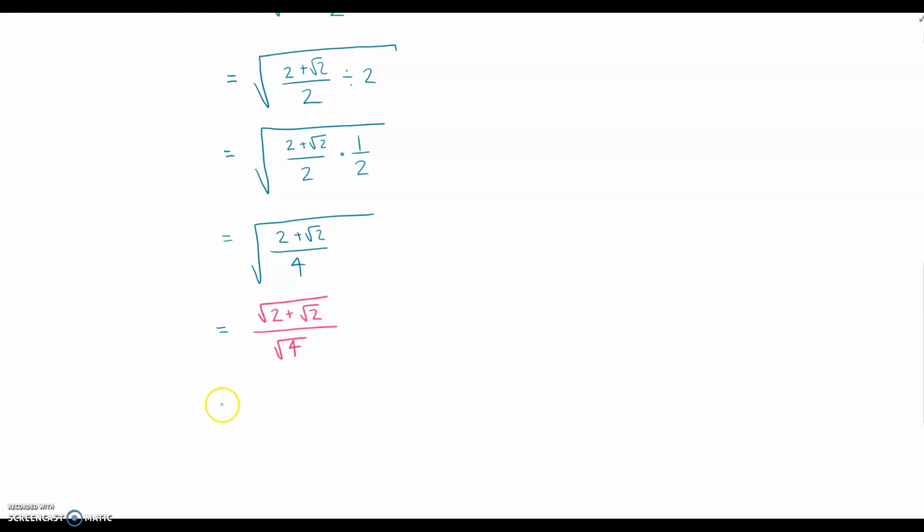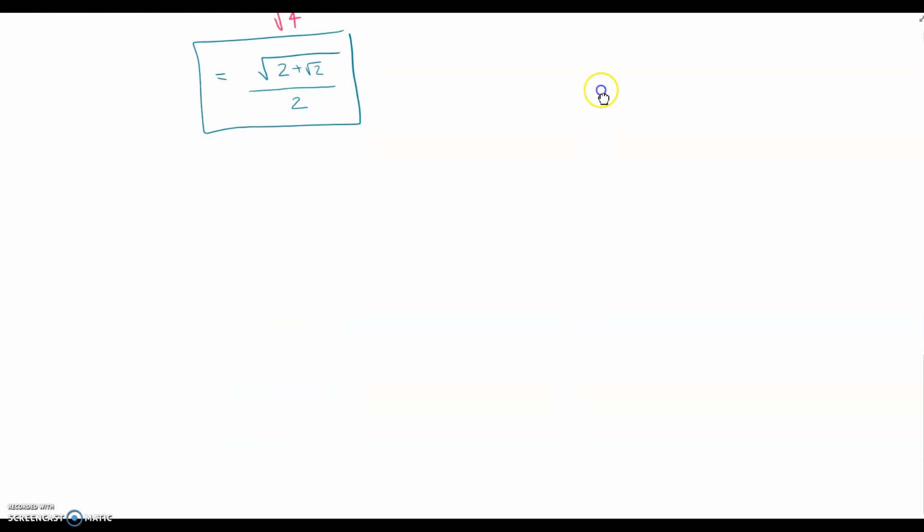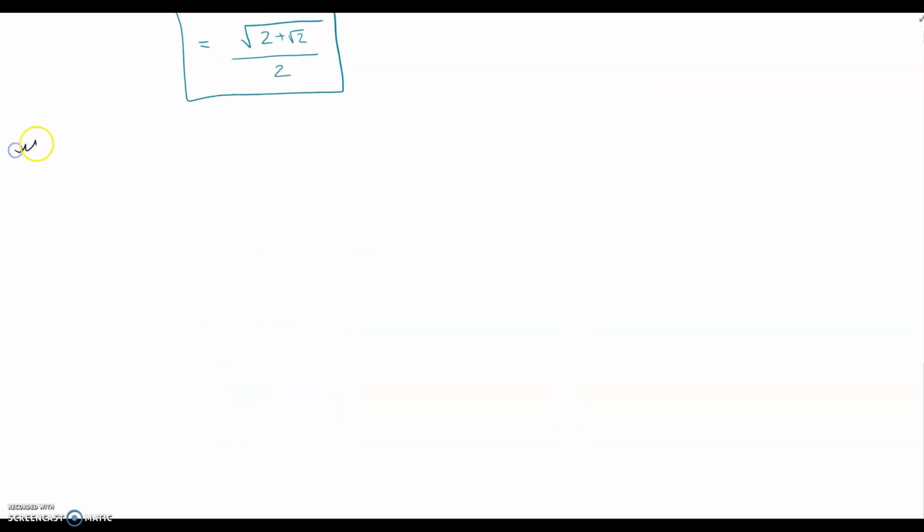So when I simplify this, my final answer is going to be the square root of 2 plus root 2 all over 2, because the square root of 4. And we are done. So now I'd like you guys to try this problem.